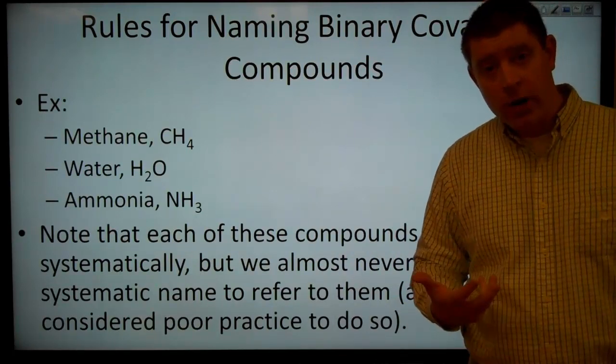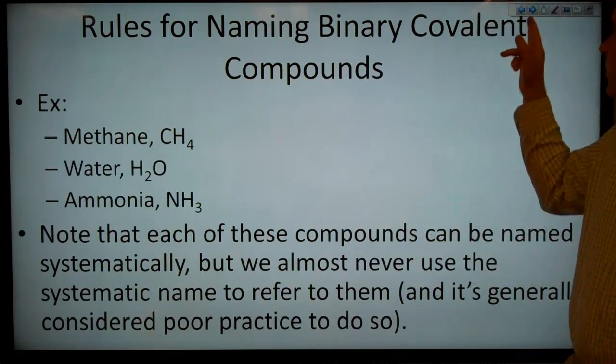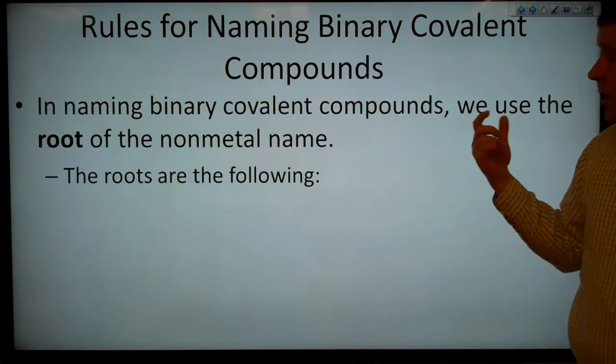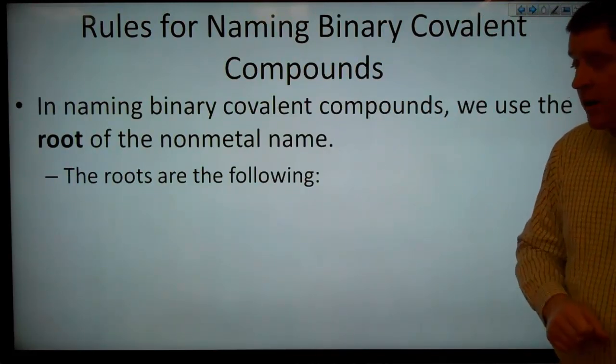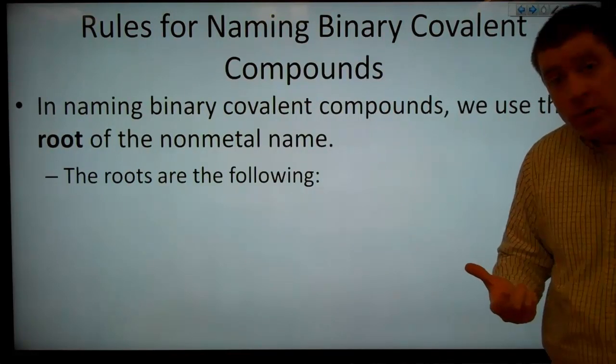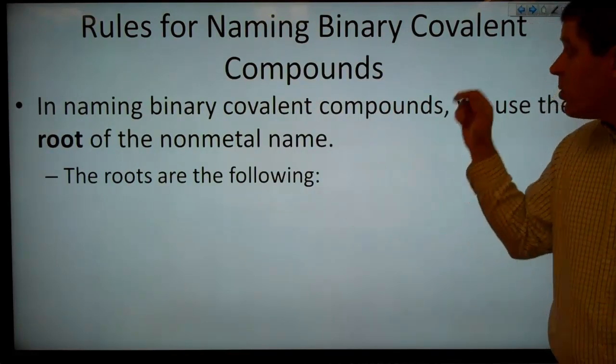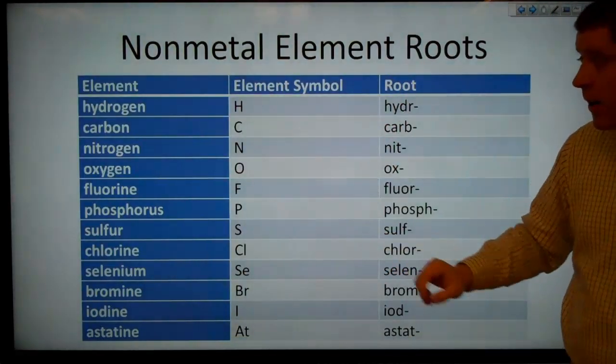We just use water because everybody knows what water is. In naming binary covalent compounds, we use the root of the nonmetal name. So that means that we need to know what the roots are. You need to memorize these. So the roots are listed here.